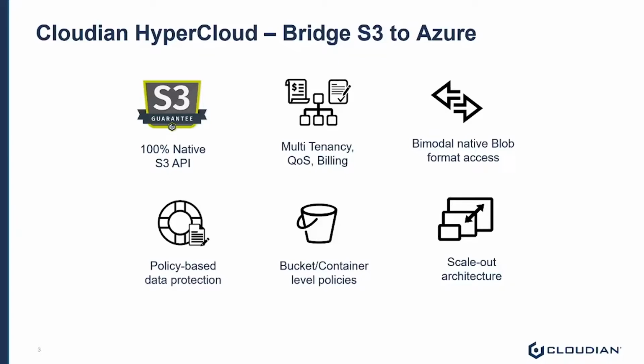It provides bimodal access to blob data, policy-based data protection via either erasure code or replicas, and granular policies that can be applied on a per bucket or per container basis, so that you can have a very flexible storage and protection scheme that can be tailored on a per bucket basis. And it's a scale-out architecture, which allows you to grow and expand as needed on demand without changing the architecture, without needing to migrate data.